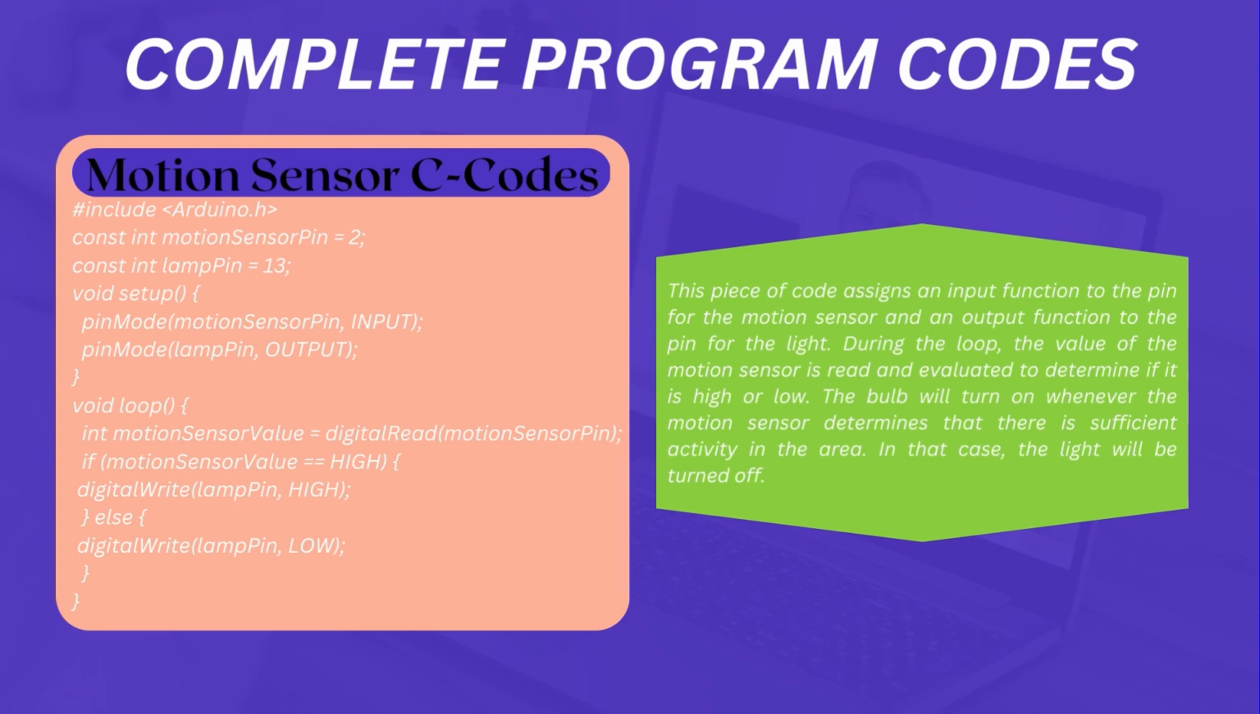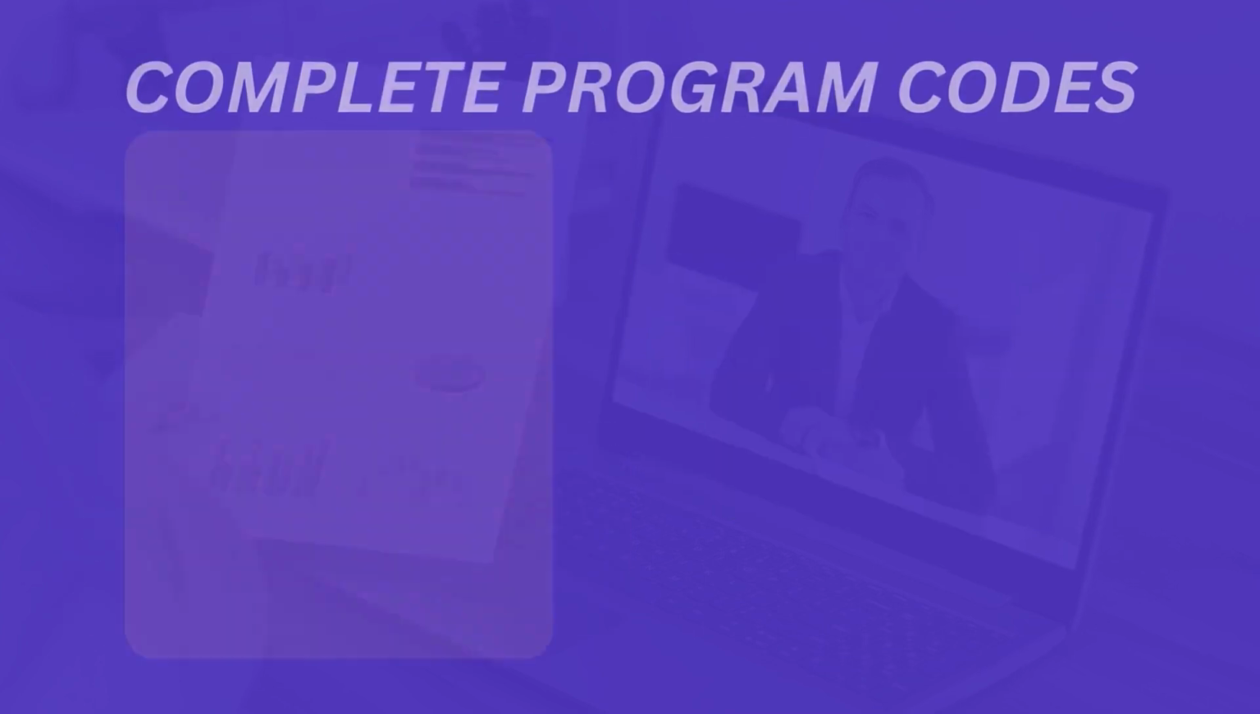So for our second complete program code, motion sensor C code. This piece of code assigns an input function to the pin for the motion sensor and an output function to the pin of the light. During the loop, the value of the motion sensor is read and evaluated to determine if it is high or low. The bulb will turn on whenever the motion sensor determines that there is sufficient activity in the area. Otherwise, the light will be turned off.